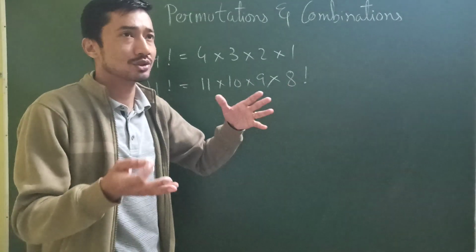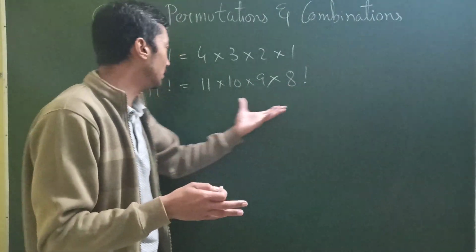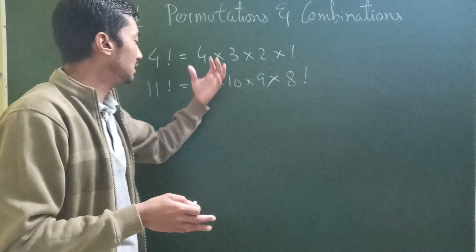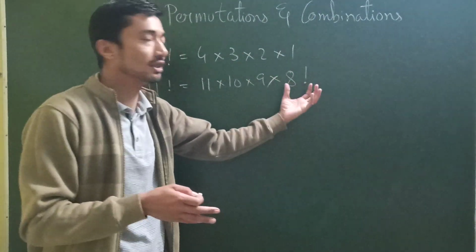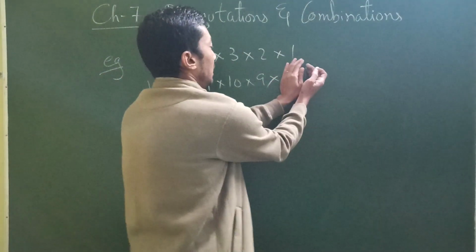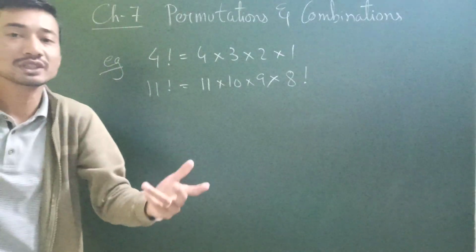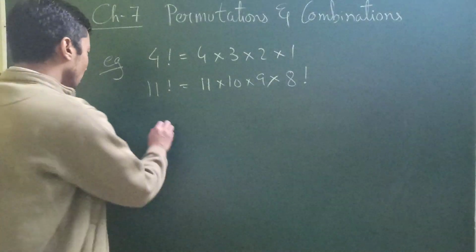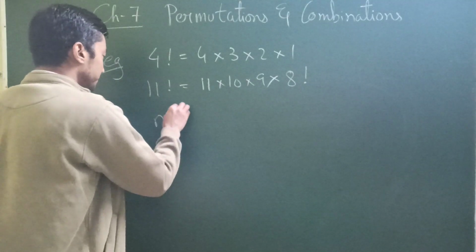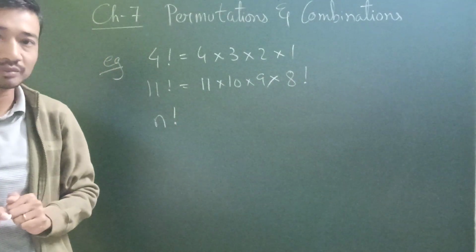That means if you wish to stop the factorial for simplification, yeah, you can stop. 11 factorial, 11, 10, 9, 8. Okay, you can just stop there. That means 8 factorial. Alright, now, with that concept, what will be n factorial then? With that concept, what will be n factorial?